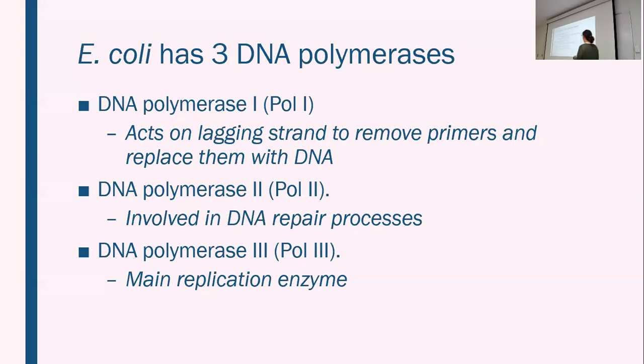To remove primers and replace them with DNA. Polymerase 2 is involved in DNA repair processes, so fixing kind of mistakes in the DNA as things are getting copied. And then DNA polymerase 3 will be the one we talk about the most. I don't know why it's number 3, but it is the main DNA replicating enzyme, right? So when we've got a big chromosome, we're making a copy of it. DNA polymerase 3 is the one that is picking up the nucleotides and plugging them onto the DNA, all right?